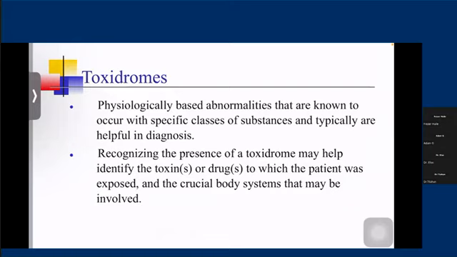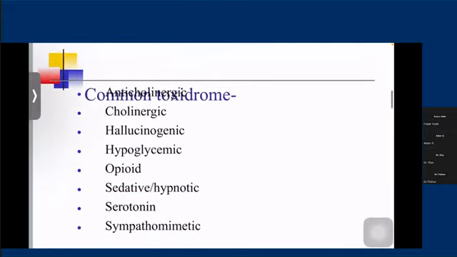So recognizing the presence of a toxidrome may help to narrow our differential diagnosis and to identify the toxins. As I mentioned previously, anticholinergic can present with tachycardia, hypertension, and so on, and cholinergic, hallucination. So depending on this toxidrome, we can narrow our differential diagnosis.